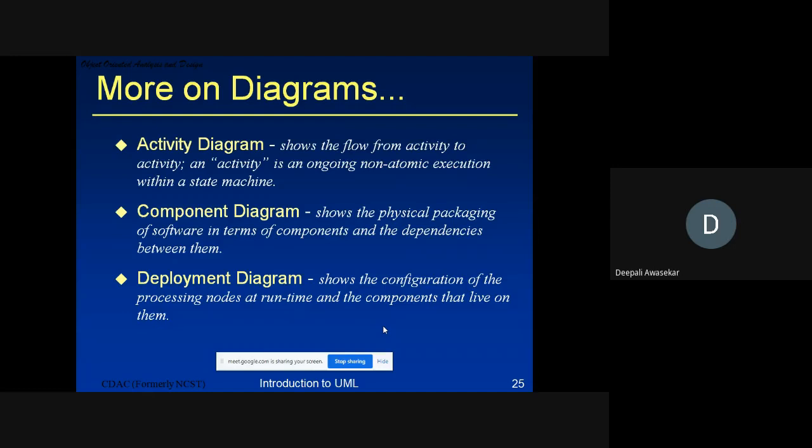And the last diagram, that is called the deployment diagram. Now, deployment diagram actually shows the configuration of processing nodes at runtime and the components that live on them. Okay, so this is one of the most important things. So deployment diagram shows the configuration of the processing nodes at runtime and the components that live on them. So अभी we are talking through the cell phone. So cell phone, and where is the cell phone connected to?